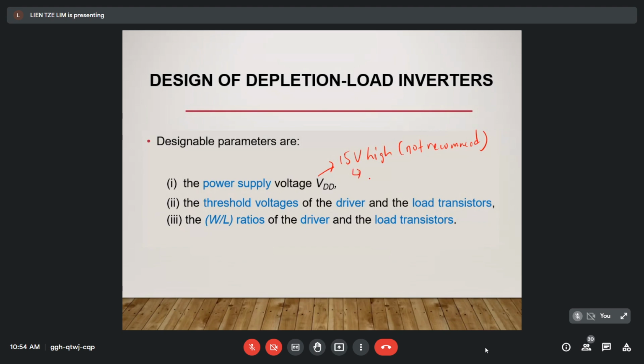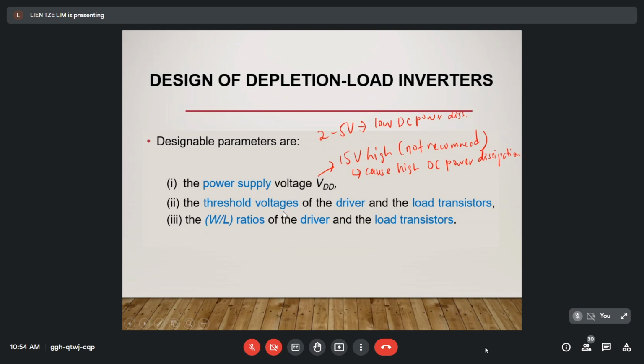Why? Because it will cause high DC power dissipation. So you see, for most inverters, the range of VDD that they use is between 2 to 5 volt. This will give a low power dissipation. So this one you must understand, the concept behind. VDD is important.